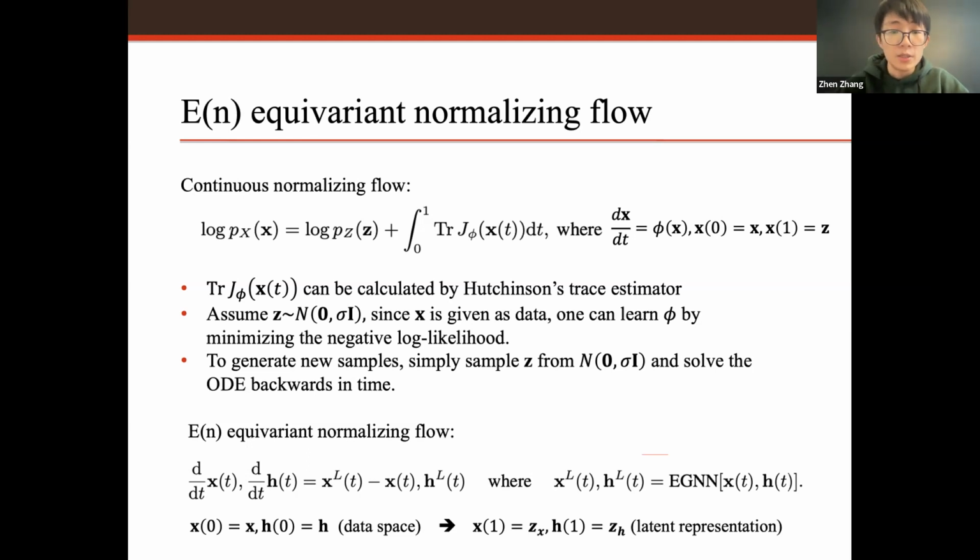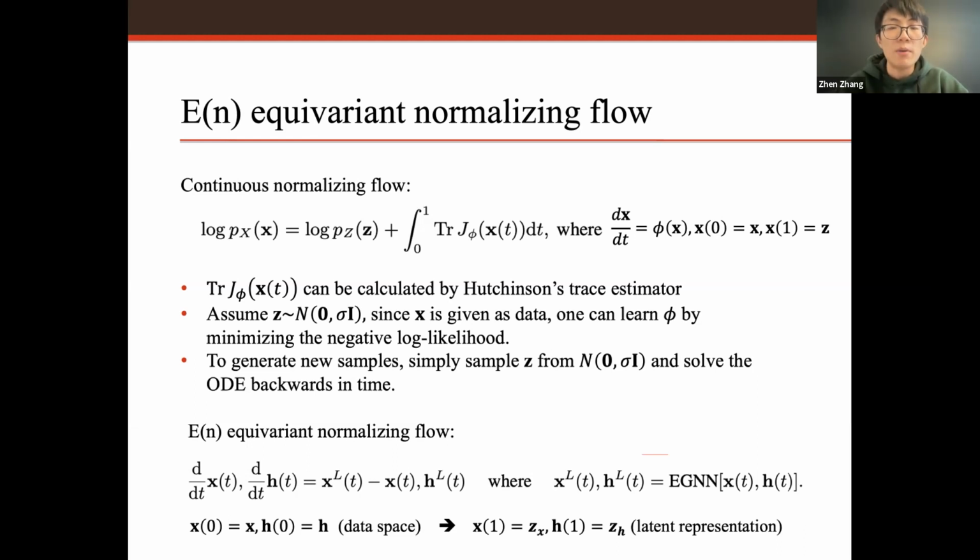And assume that Z follows the Gaussian distribution, and since X is given as data, you can learn phi through this formula because you can minimize the negative log likelihood of phi, since you already know what PZ is because it's a Gaussian distribution. And to generate samples, you simply sample a Z from the Gaussian distribution and solve the ODE backwards in time. Then you get a sample of the molecule.